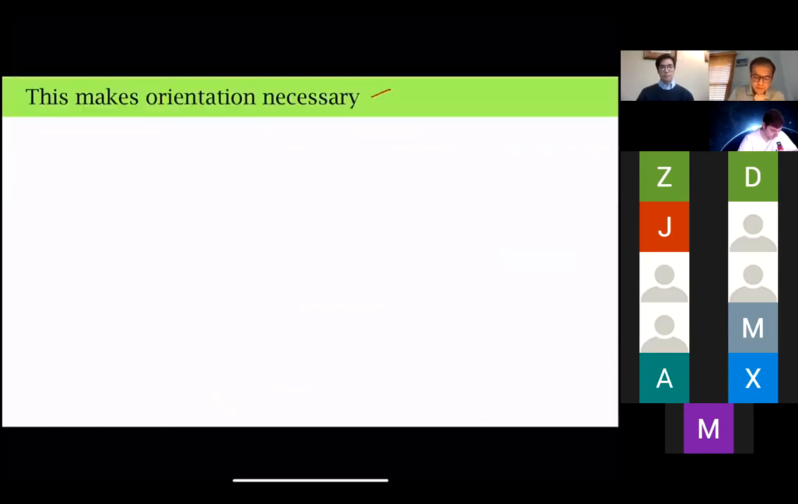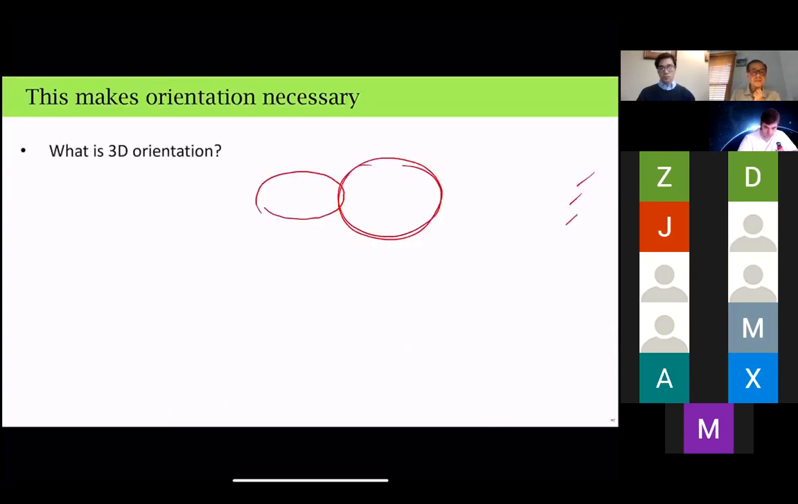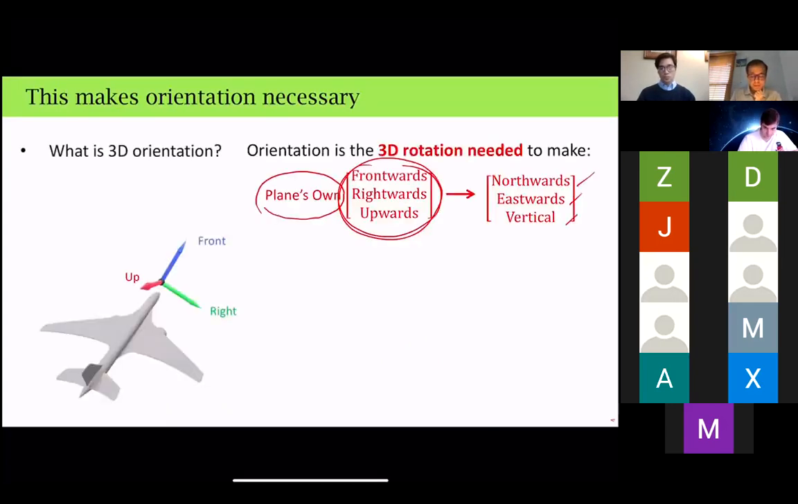So this makes orientation necessary. And we said, what is orientation? Orientation is the 3D rotation needed to make the plane's own reference frame aligned with the global reference frame. Okay? So imagine this is the plane's own reference frame. Means maybe this is x, maybe this is y, and this is z.